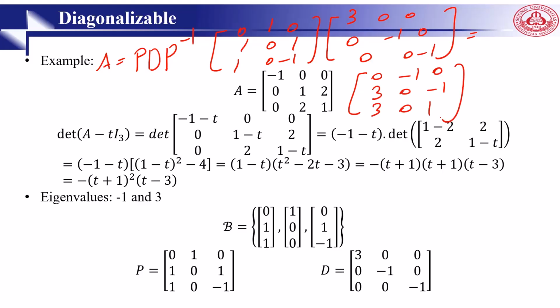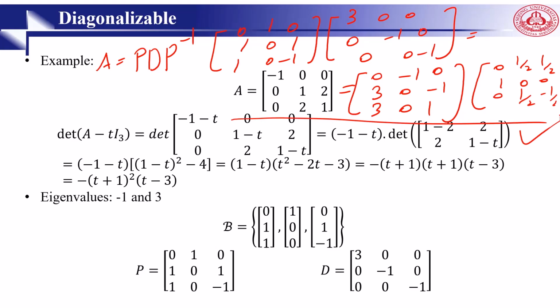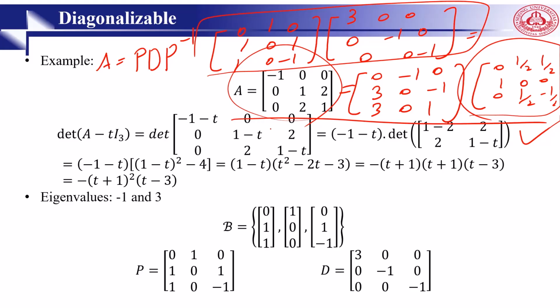Then multiply by the inverse of P. The inverse of P will be this one: 1 by 2, 1 by 2, 1, 0, 0, 0, 1 by 2, minus 1 by 2. And the multiplication of these two will give you A. It means the calculation is okay. I already explained how to do matrix multiplication and how to find the inverse of P. So if you multiply P, D, and the inverse of P, you must get A. Then it's diagonalizable.